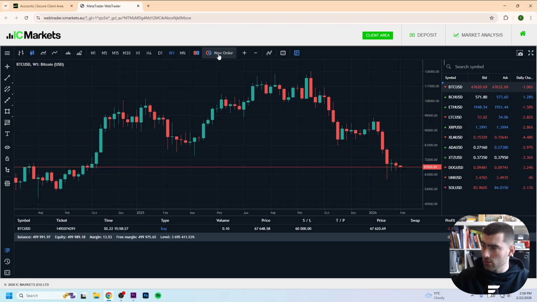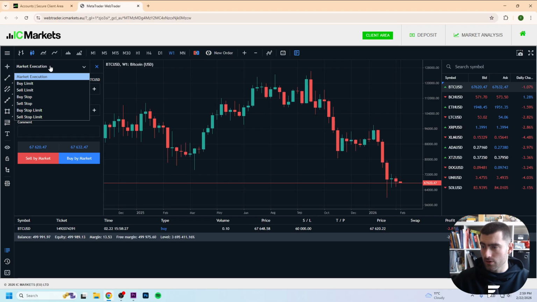So right now we go to new order and select right here the order type that you want to use. Now market execution is fine. Select right here the volume, so 0.10 Bitcoin is fine for me to create our position with.